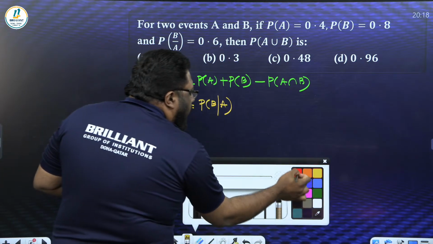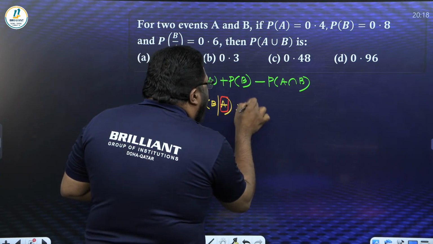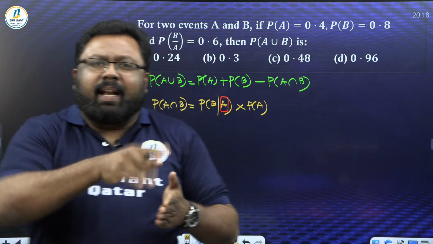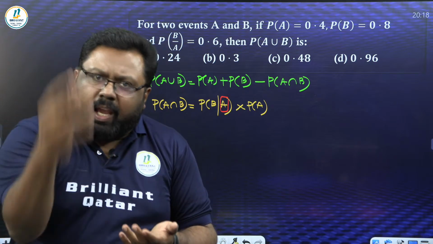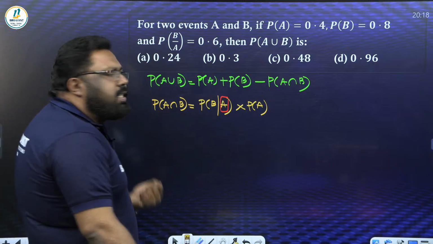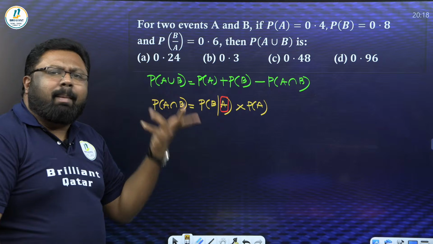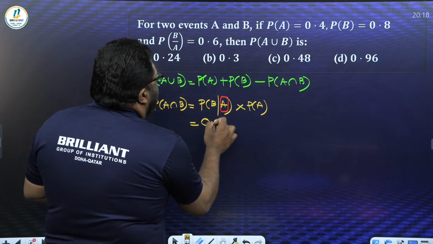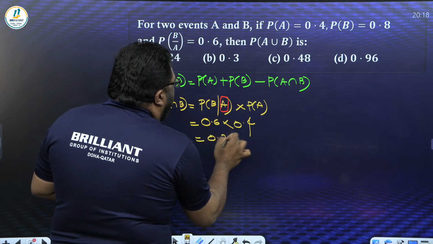P of B by A. All of you note, by A means then you have to multiply with P of A. That's the multiplication theorem. B by A means that B depends on A. If B has to depend on A, A must have happened first. So P of A into P of B by A. Understood? So you must learn these, or you can use the B by A formula directly and rearrange it in the exam if you forgot the multiplication theorem. Okay? P of B by A 0.6, P of A 0.4, answer 0.24.